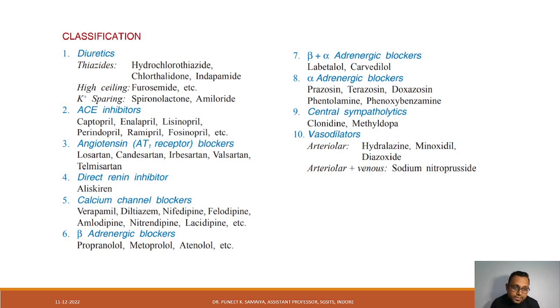Then in the calcium channel blocker category, the drugs are verapamil, diltiazem, nifedipine, felodipine, amlodipine, nitrendipine, and lacidipine, etc. The beta adrenergic blocker category includes propranolol, metoprolol, atenolol, etc. Then the beta plus alpha adrenergic receptor blockers are labetalol and carvedilol. Then alpha adrenergic blocker drugs are prazosin, terazosin, doxazosin, phentolamine, and phenoxybenzamine. And central sympathomimetic drugs like clonidine, methyldopa, etc. And the vasodilators, arterial and arterial plus venous vasodilators. Arterial vasodilators are hydralazine, minoxidil, and diazoxide, and arterial plus venous is sodium nitroprusside.